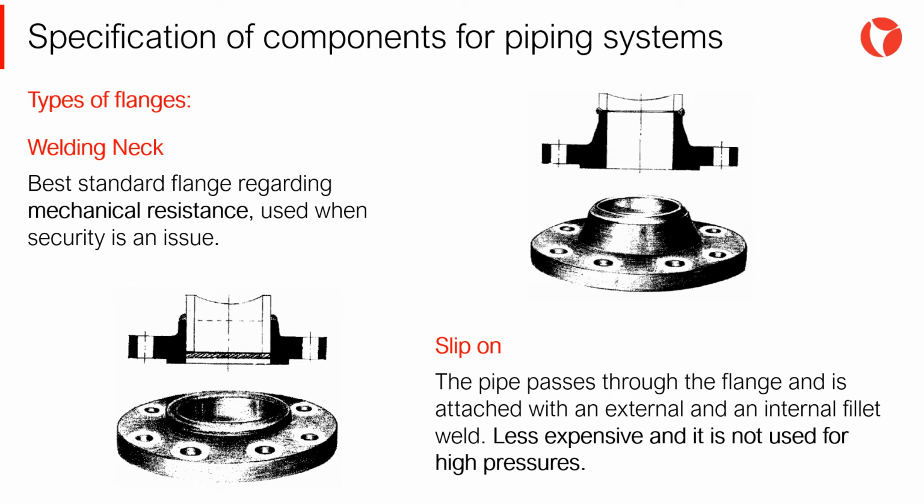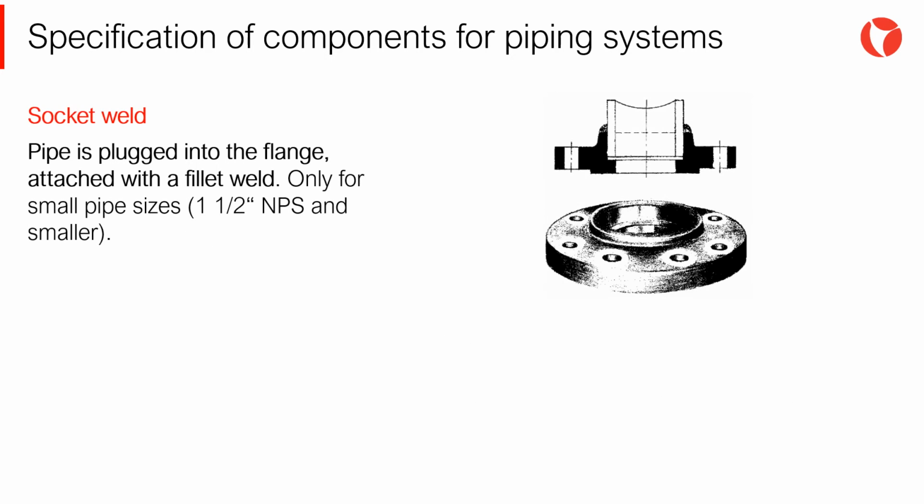Slip-on flange: the pipe passes through the flange and it is attached with an external and internal fillet weld. This type is less expensive than the previous and it is not used for high pressures. Socket weld flange, often used only for small pipe sizes, 1.5 inches nominal pipe size and smaller.